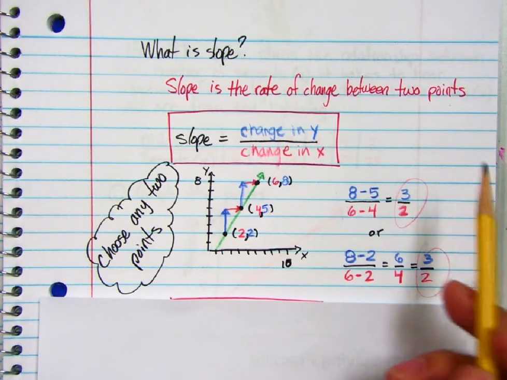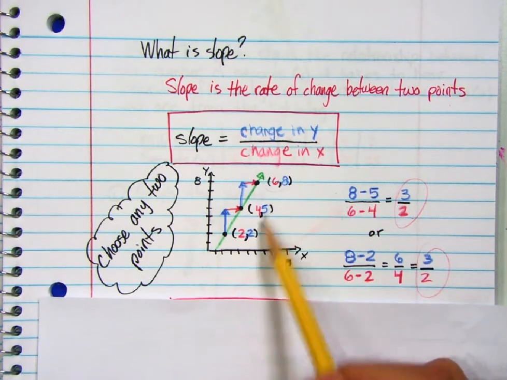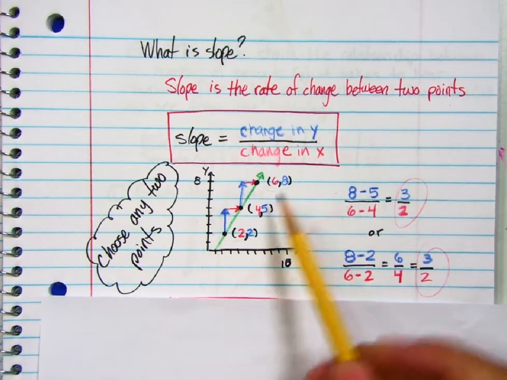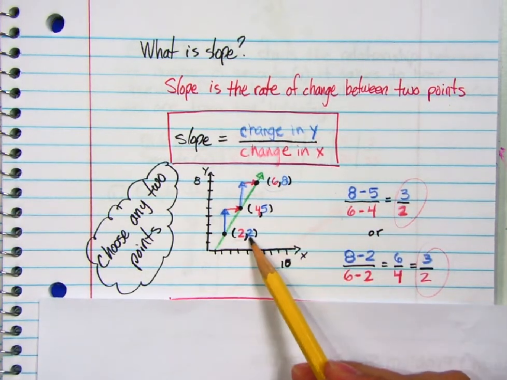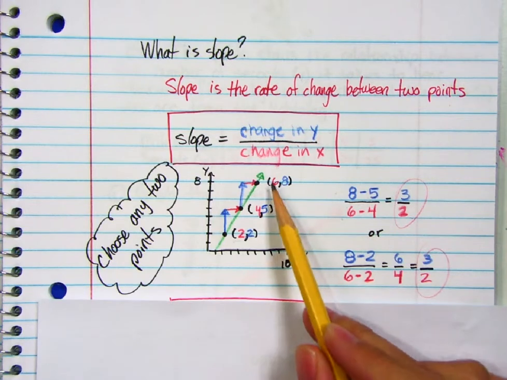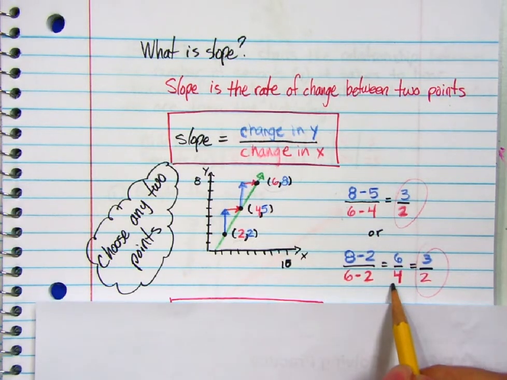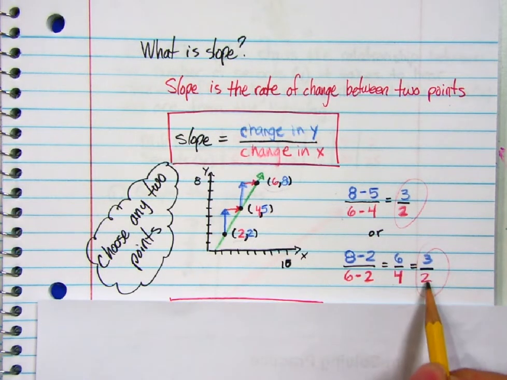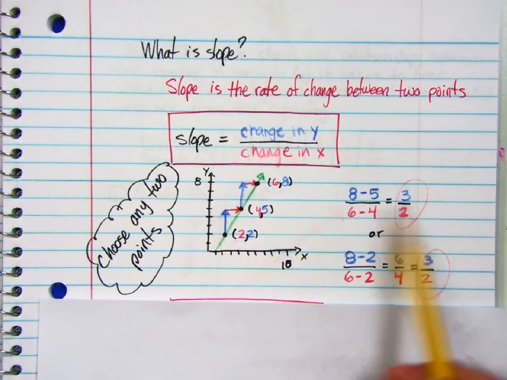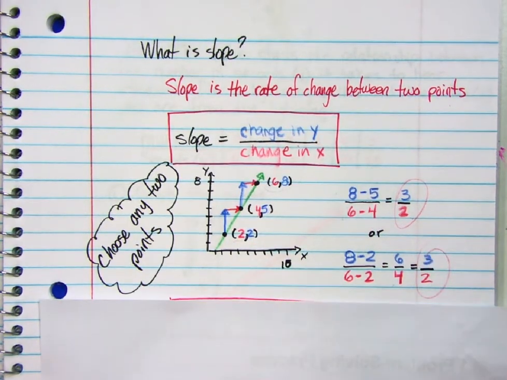I could choose other points. I could have chosen 6, 8, and 2, 2. I do the same thing. 8 minus 2, that's 6. 6 minus 2 is 4. I can reduce that to 3/2. So since they're on the same line, they're going to have the same exact slope.